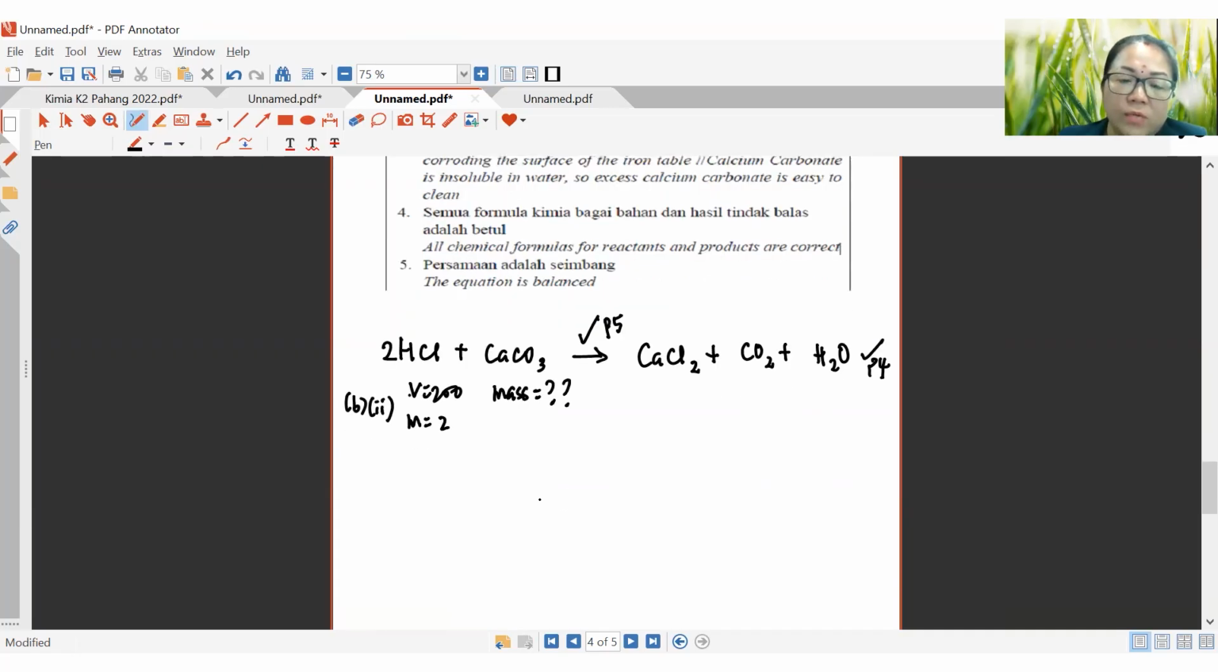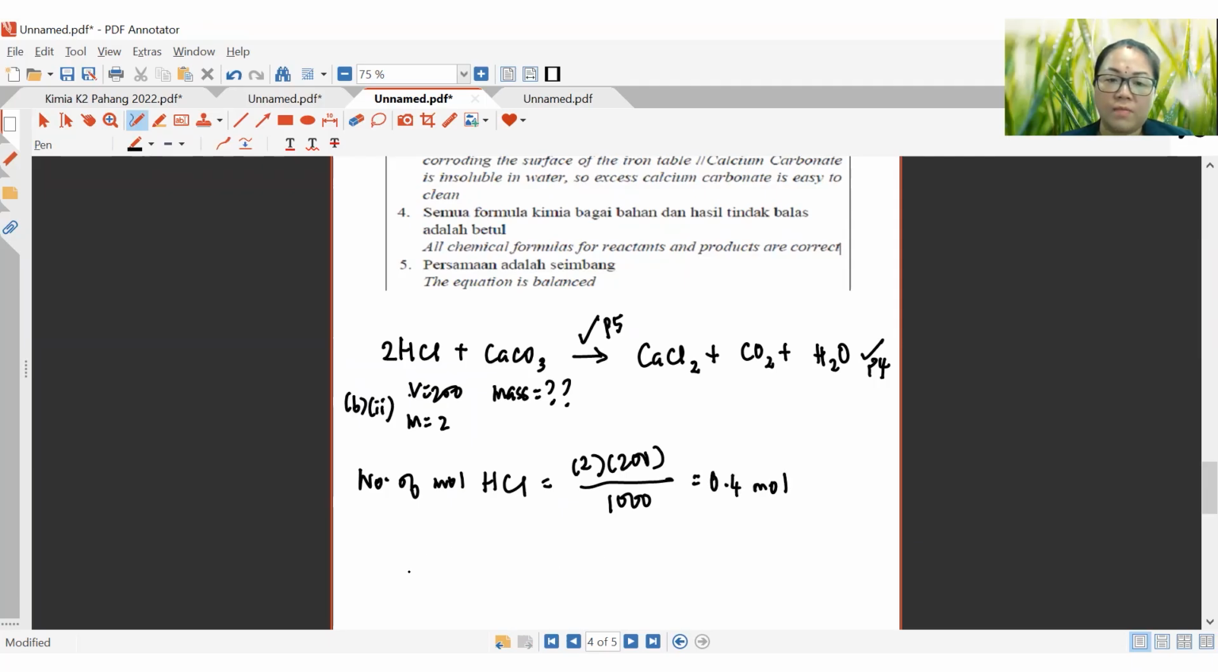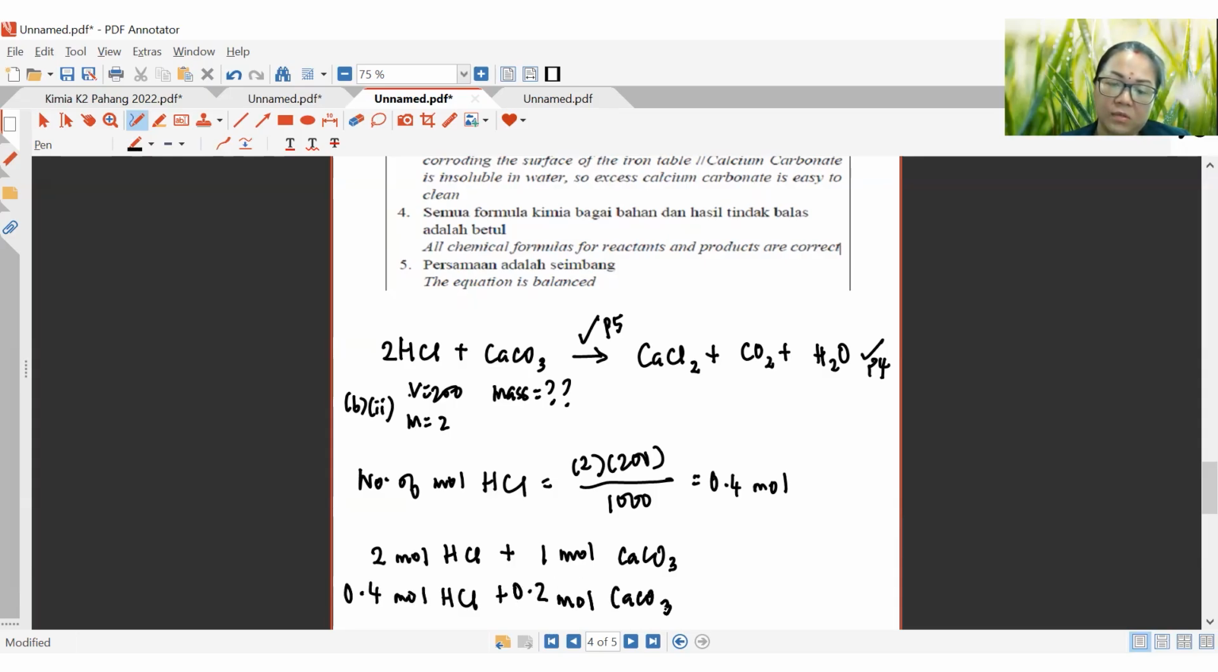So what do we do? We calculate the number of moles of HCl first, which is 2 times 200 divided by 1000. So this is 0.4 mole. Okay, from the equation we know that 2 moles of HCl need to react with 1 mole of CaCO3. In other words, if it's 0.4 mole of HCl, it needs 0.2 mole of CaCO3.